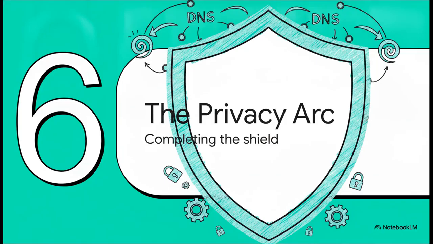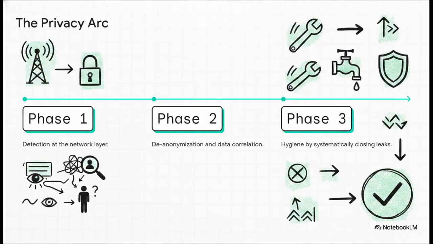Bringing it all together for Section 6, completing the privacy arc and what comes next. Securing your identity really happens across a broader arc. Phase 1 is detection at the network layer, simply knowing if a VPN is even being used. Phase 2 is de-anonymization, how attackers correlate data to figure out who is actually behind that VPN. And Phase 3, what we covered today, is hygiene.